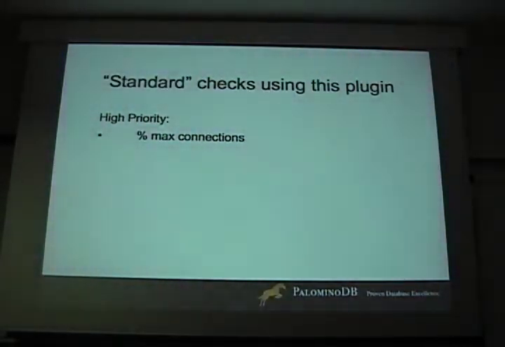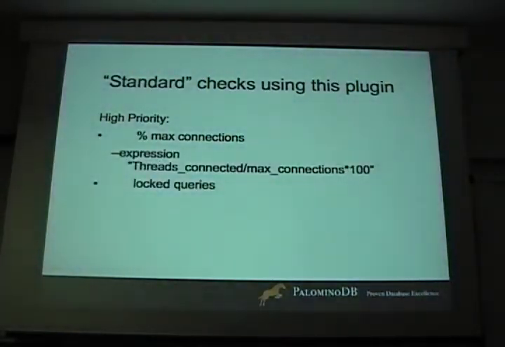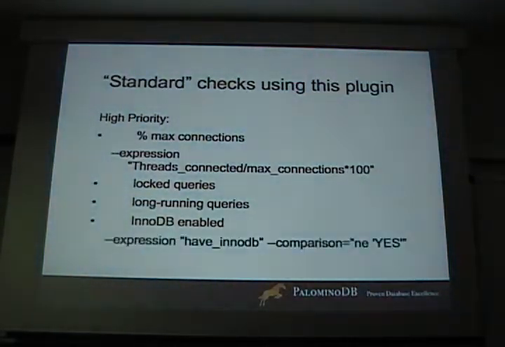So the highest priority is percentage of max sessions, because you want to know, right? So here's the expression, threads connected divided by max connections times 100. Then locked queries, long running queries, and whether InnoDB is enabled. So here's the expression, have InnoDB, right? And then the comparison is not equal to yes. So if this is not equal to yes, meaning it says no or disabled or something else, then page us.